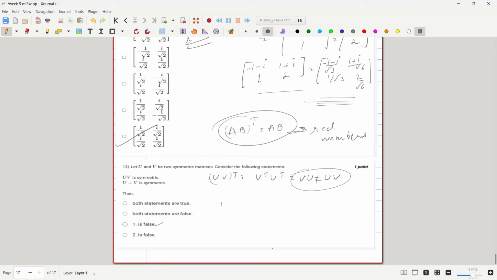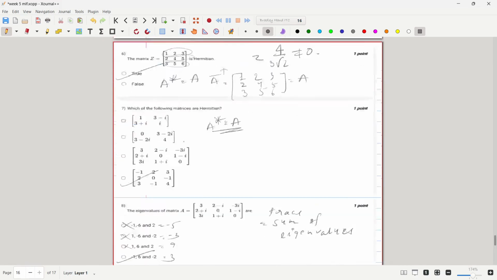Now, U plus V transpose is equal to U transpose plus V transpose. So this is equal to U plus V. So this is the same, but there is no option for this to be true. So both statements are true? No. Both statements are false? No. Second is true, first is false. So C will be your correct answer. That is option C.